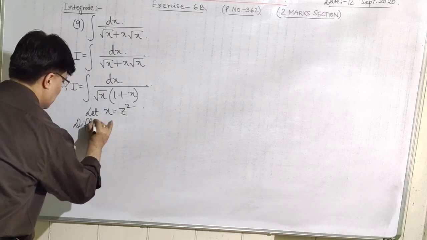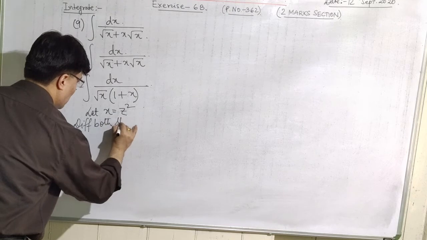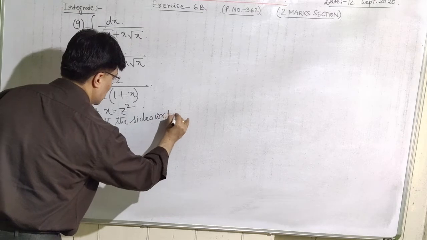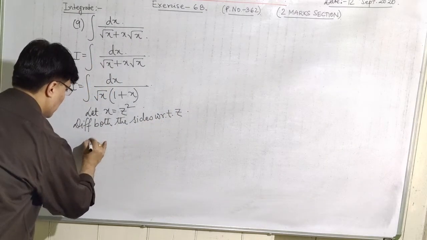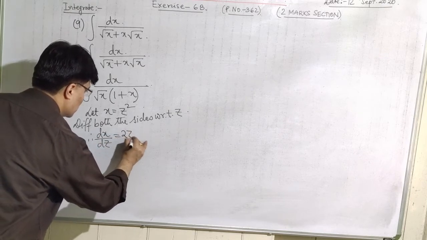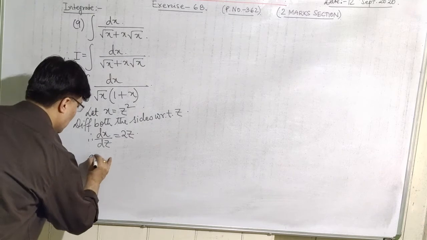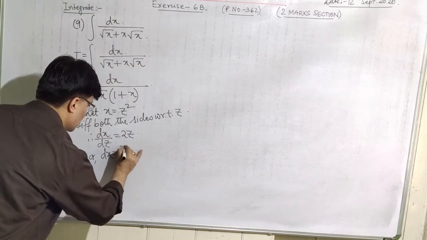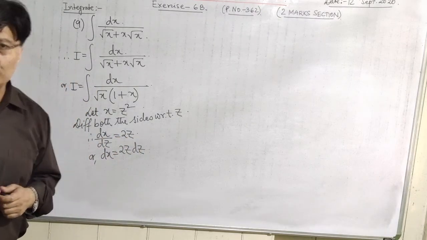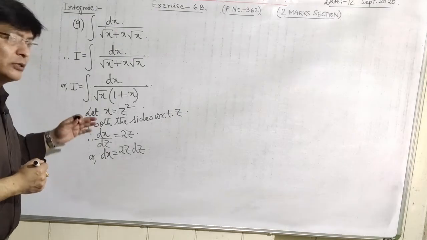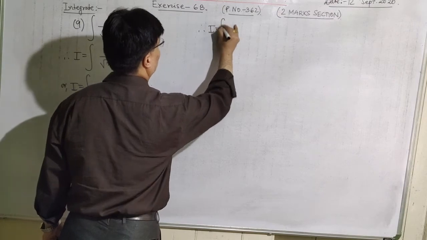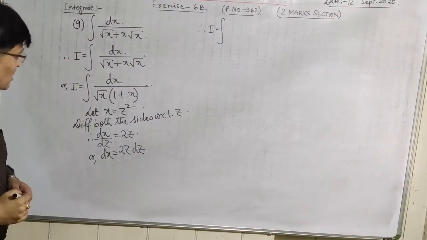So let us write here, differentiating both the sides with respect to z. So therefore dx by dz is equal to 2z. Okay. Or dx is equal to 2z dz. So we have got the value for dx, which is equal to 2z dz. Okay. So now let us put these values in I.